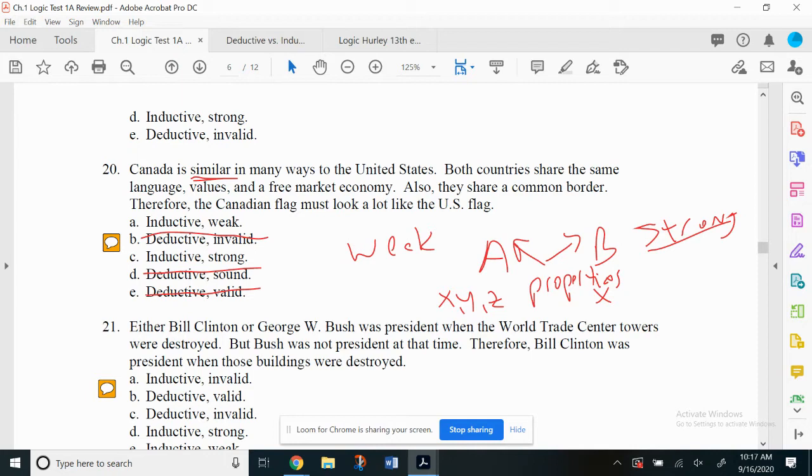So what do you think? You've been pushed off the nest and you think to yourself, what is this answer? A, weak analogy. So you're claiming that Canada is similar to the United States. That would be the conclusion. This would be the inductive argument. And then you start giving examples. You're claiming that the Canadian flag, and we know this because of the therefore, that's the conclusion indicator, so the Canadian flag must look like the U.S. flag. We know it's an analogy. And then you say, okay, both countries share language, values, free market. They also share a common border. Just because they have those properties doesn't mean that their flags look the same. So it's a weak analogy. Okay.